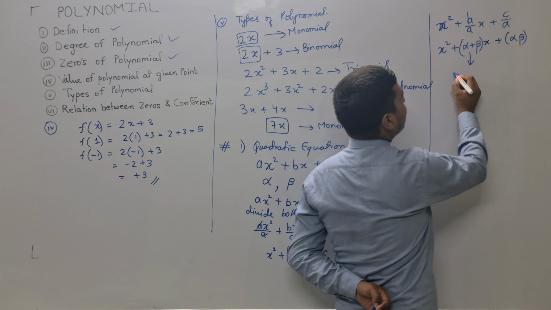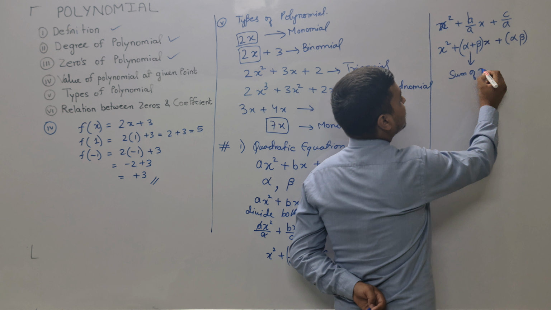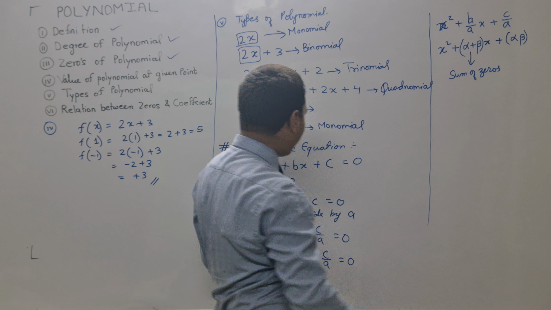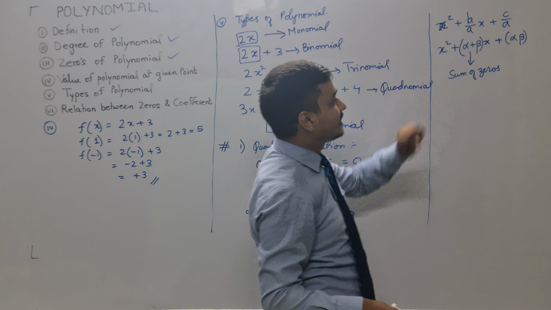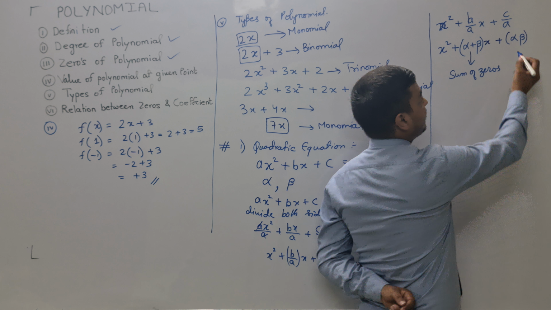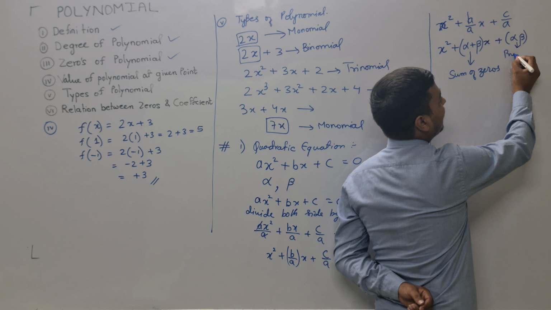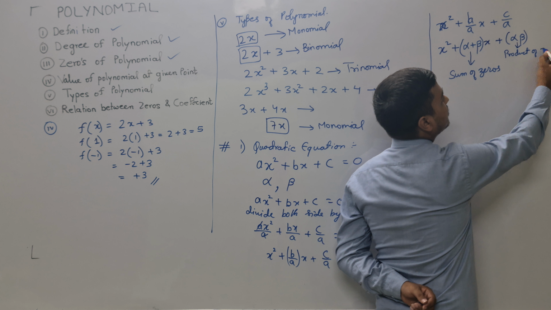Alpha plus beta is also named the sum of zeros. As I told you, alpha and beta are the zeros, so if I take the sum, I call it the sum of zeros. Here I am multiplying, so I will write product of zeros.